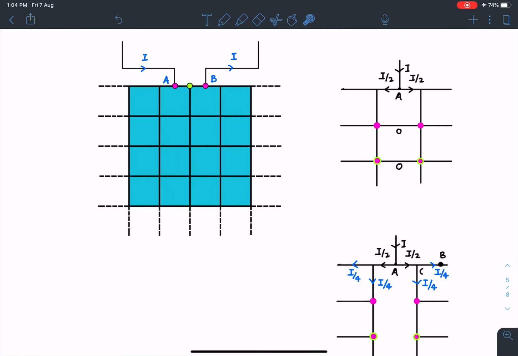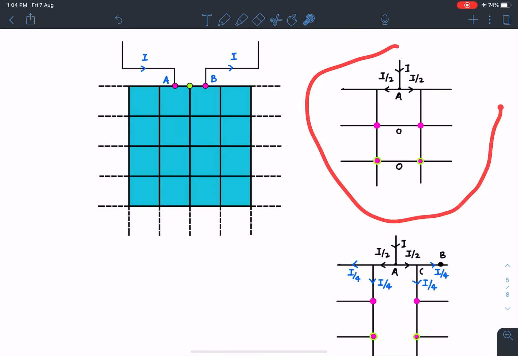So let's say current I is coming from the battery, and then finally this current I is going from point B as well. Now here in the first analysis, I'll just send current of I and I'll distribute it till infinity, and then in the similar fashion I'm going to collect the same current at B alone. So this is the diagram when I'm sending the current of I.